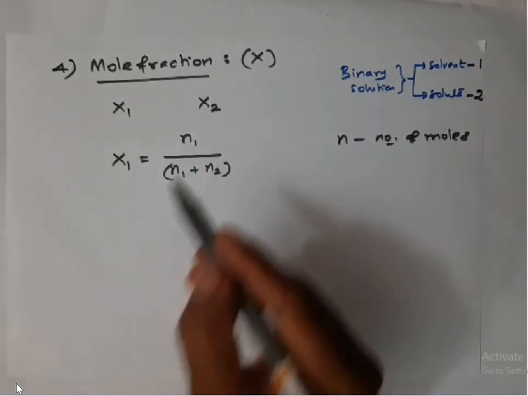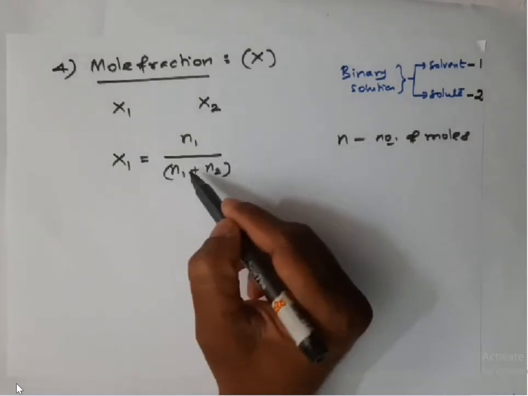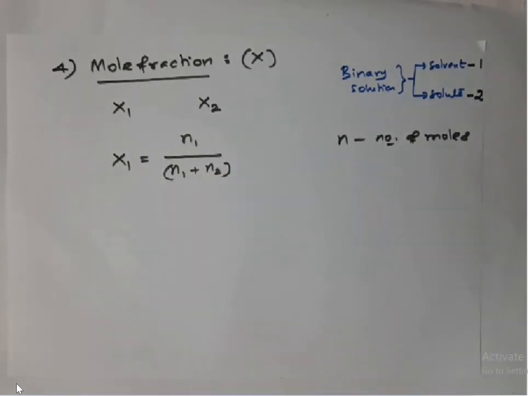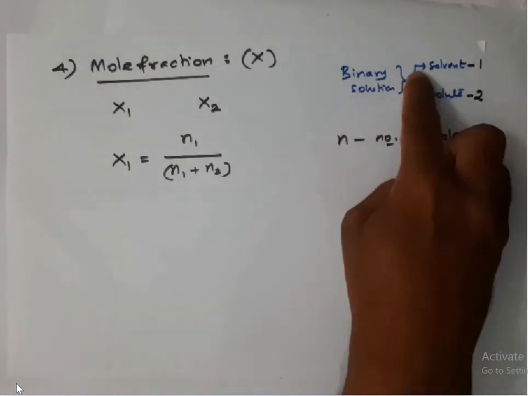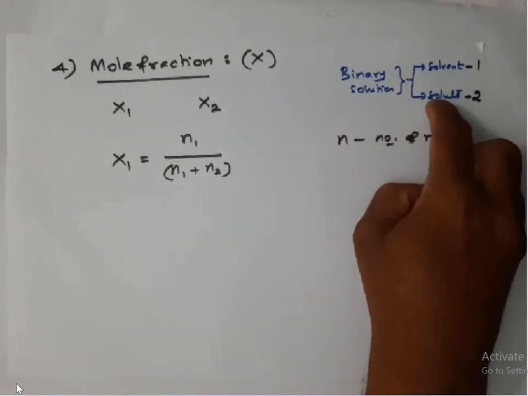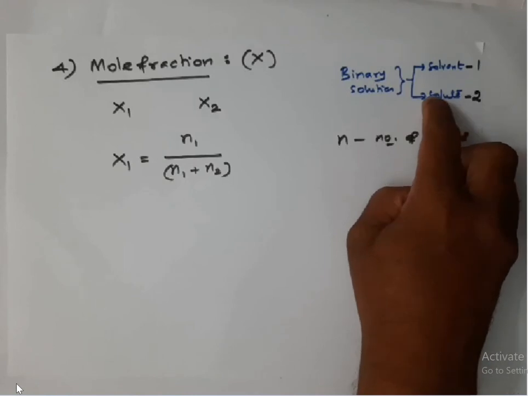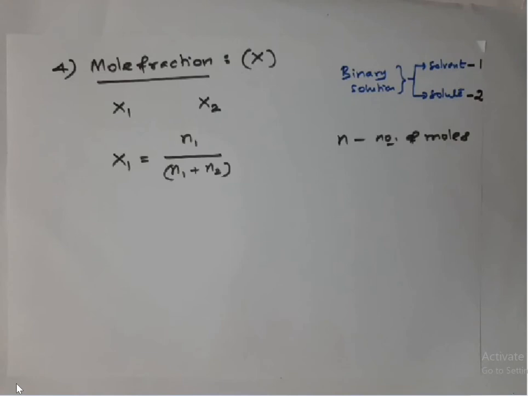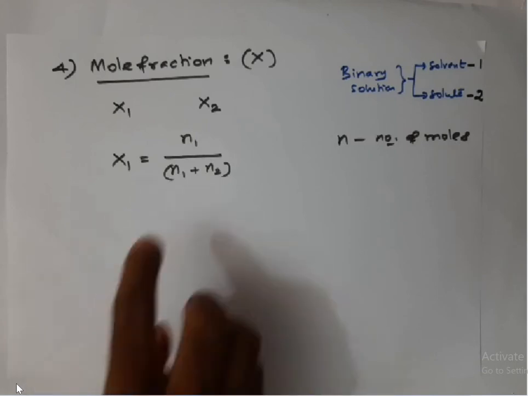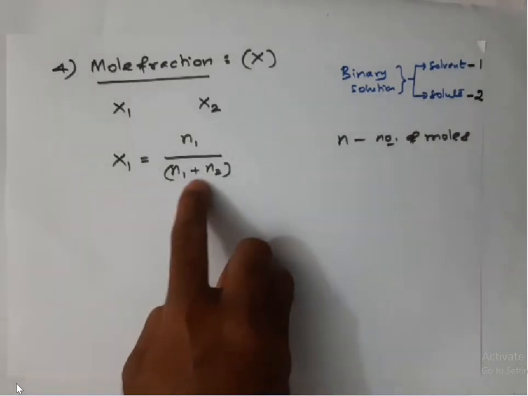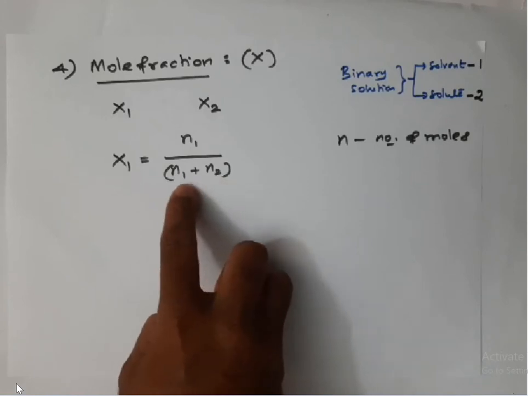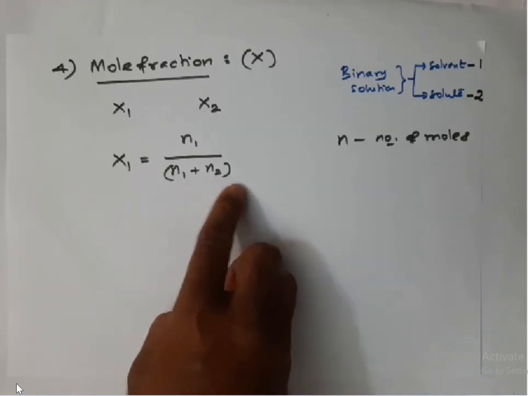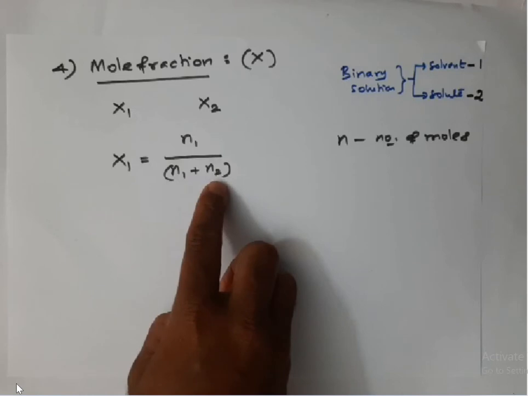Total moles. Number of moles of solvent divided by total moles will give you mole fraction. In a binary solution, we have only two substances, one solvent and one solute. Therefore, this is sufficient for the definition of mole fraction. If you go for a ternary or quaternary solution, then more solutes will come. What you have to do is include the moles of all the components in the denominator.